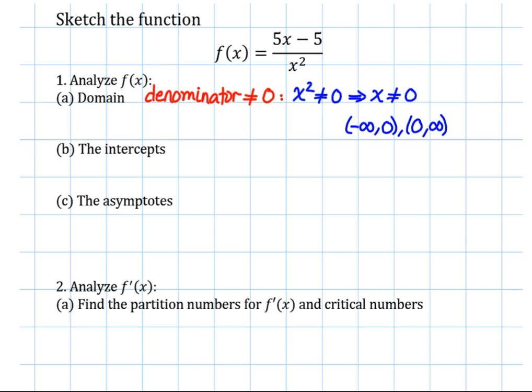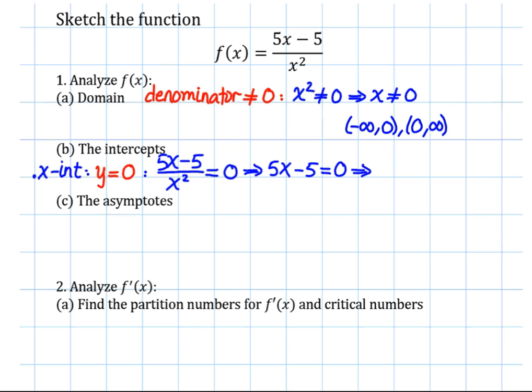The intercepts: there will be the x-intercept and the y-intercept. The x-intercept is where y equals 0, meaning the whole function equals 0. So a rational function equals 0 when the numerator, the top, equals 0. So if x equals 1, we have the x-intercept: x equals 1 and y equals 0.